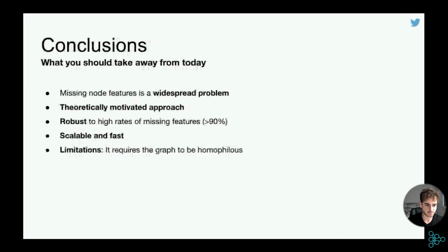So to conclude, we saw that missing node features is a very widespread problem, which there hasn't been that much attention to so far. We derived an approach which is theoretically motivated and is robust to very high rates of missing features, so greater than 90% up to 99%. It is extremely scalable and fast, so it can run on graphs with millions of nodes very quickly. However, we are aware of its limitations, and in particular, directly coming from the assumption that we made to derive it, it requires the graph to be homophilous.